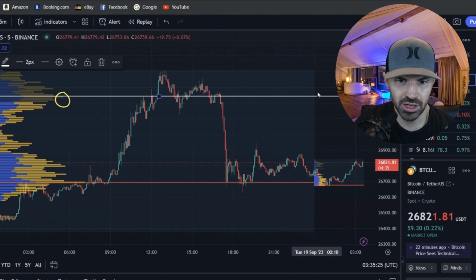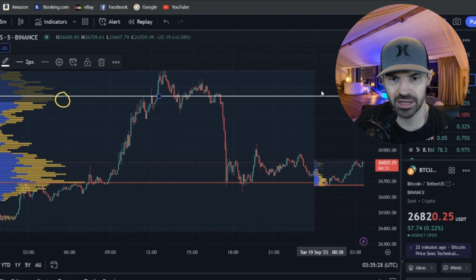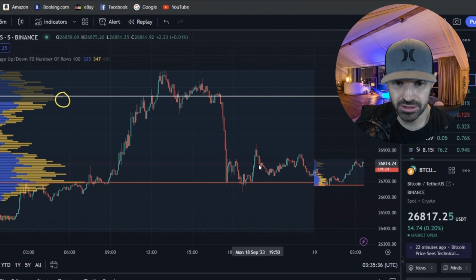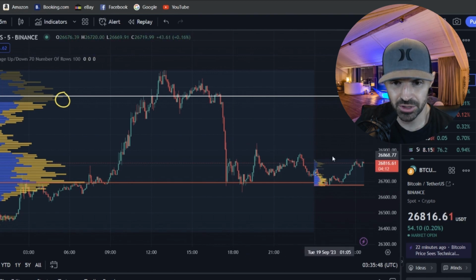But if it did get past it, it could flip it. It could then act as support. As you can see, the price now is just in a range. So it is starting to sell off a little bit here.